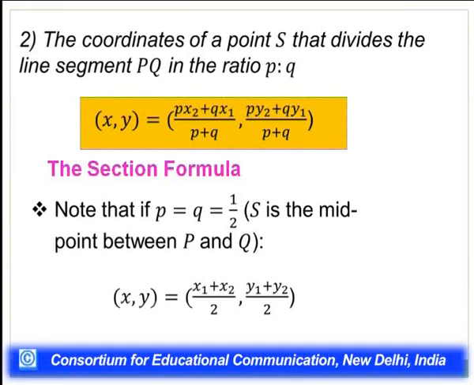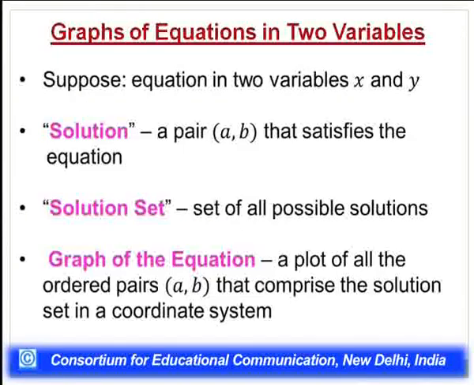Let us suppose we put this lowercase p equal to half, and we also put q equal to half in this formula. Then that is to say that the point S is now the midpoint of the line segment joining P and Q. So if S is a midpoint, then the coordinates of S are now given by x comma y is equal to x1 plus x2 divided by 2, comma y1 plus y2 divided by 2. Right, so this is as far as coordinate geometry was concerned.